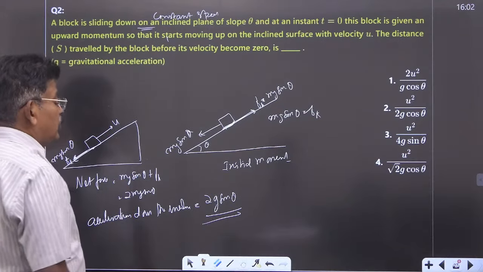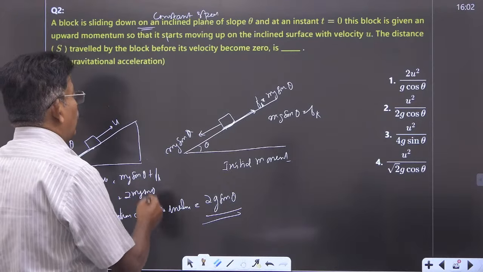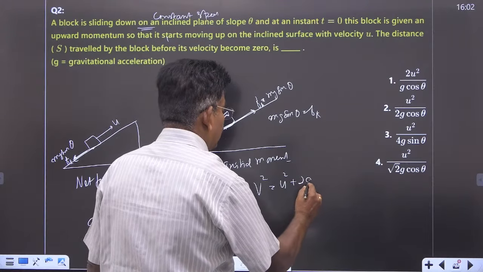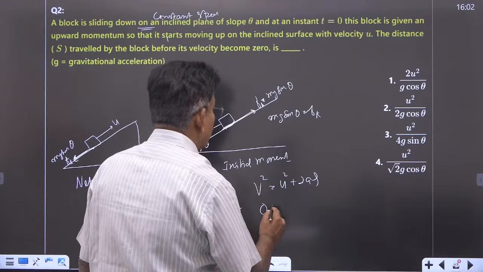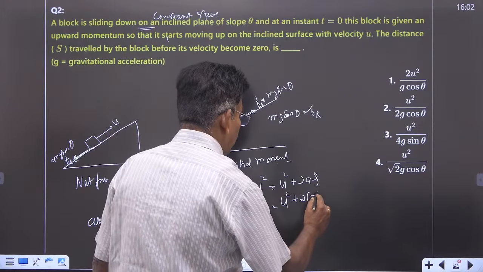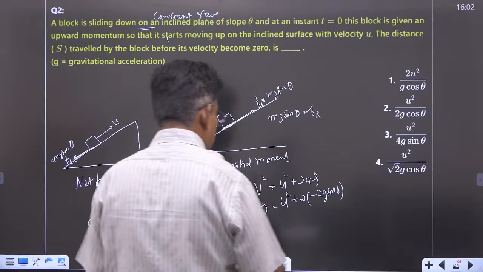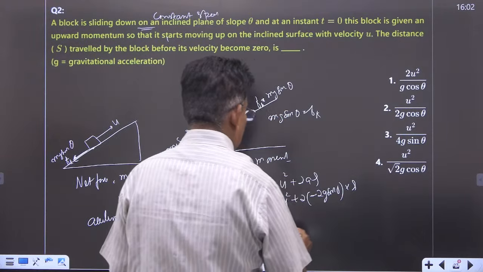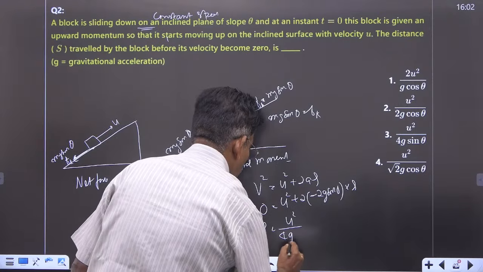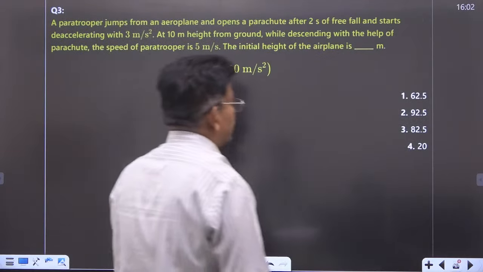Now, initial velocity is u, acceleration 2g sine theta down. As a result, as it goes up, velocity will become 0. We can use the third equation, v square is equal to u square plus 2as. V square is 0, it has stopped. U square is u square itself, plus acceleration is minus 2g sine theta, because both forces are there, into s. We have to calculate s. So s is coming to be u square by 4g sine theta. That is the answer. Okay. We go to the next question.